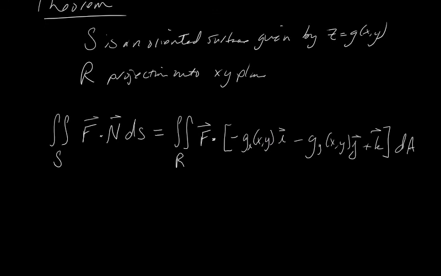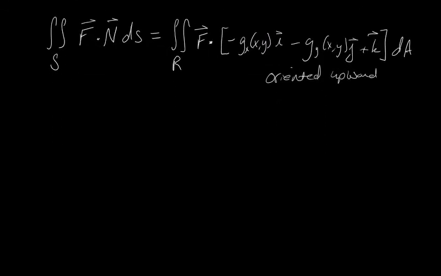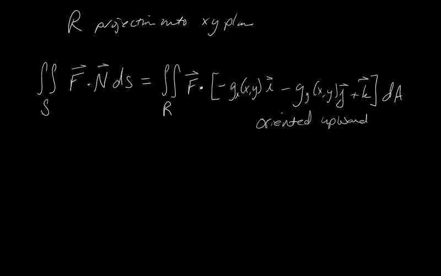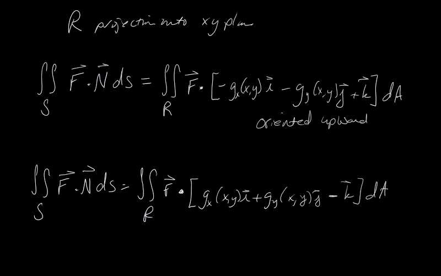Now, this is what we would use if our surface is oriented upward, and we'll be given that information in our problem. If it's oriented downward, then the signs change. So if it's oriented downward, we change the signs. I'll just rewrite it. Integral over S of F dotted with n dS is equal to the integral over R of F dotted with positive g sub x of x, y in the i direction plus g sub y of x, y in the j direction minus k dA. That's if it's oriented down.